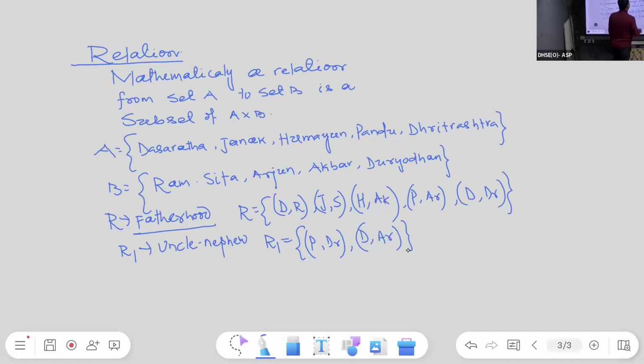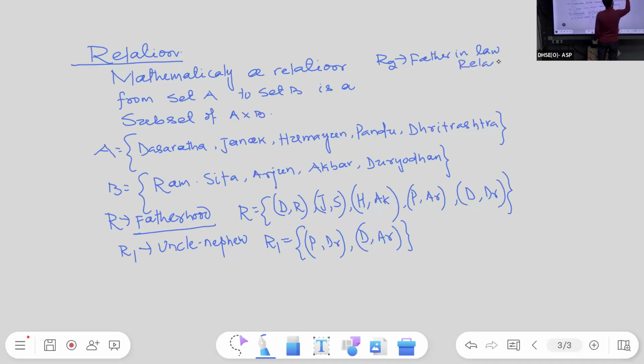Yes, that is the father-in-law relation. Let us consider the father-in-law relation as R2. So R2 contains the ordered pairs Dasharatha Sita and Janak Ram. Dasharatha is the father-in-law of Sita and Janak is the father-in-law of Rama. Right? So far we have discussed three relations, that is the fatherhood relation, the uncle-nephew relation, and the father-in-law relation.